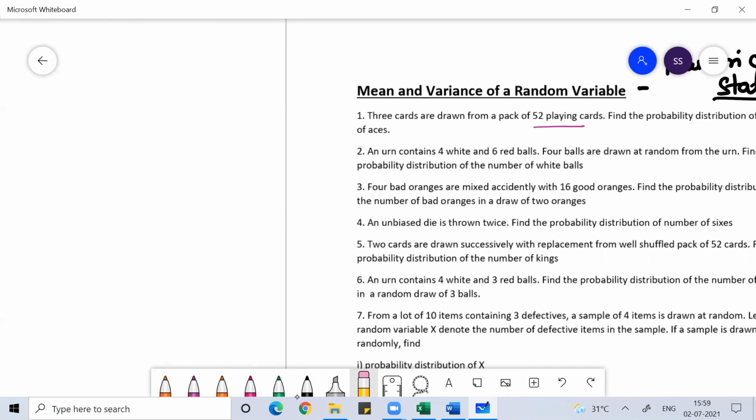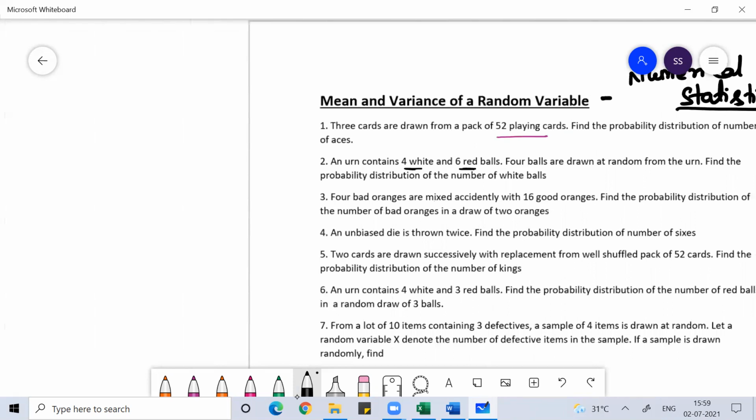So if you see question number 2, an urn contains 4 white balls and 6 red balls. 4 balls are drawn at random. What is the probability distribution of the number of white balls? So if you have 4 white and 6 red balls and you are drawing 4 balls, R is 4.